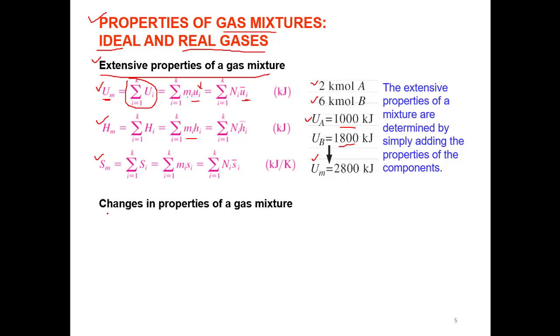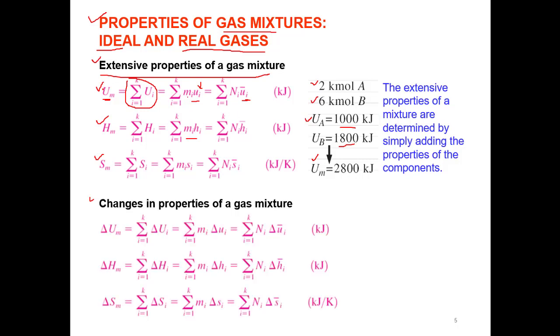Now, how do we calculate the change in properties of the gas mixture? This was simply for, let's say, state one. So if the gas changes from state one to state two, there will be a change in the property. How do we calculate the change in internal energy of the mixture? Again, that will be the sum of the change in each component. If there are three components, then delta U1, delta U2, delta U3. So the change in each component you have to add up.